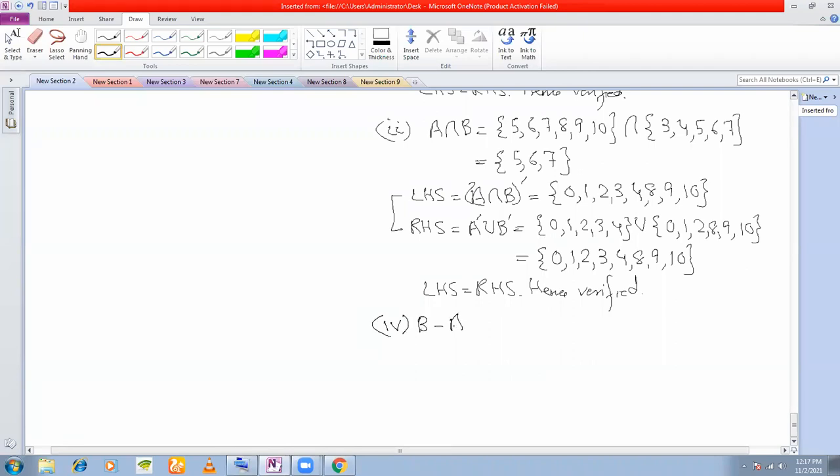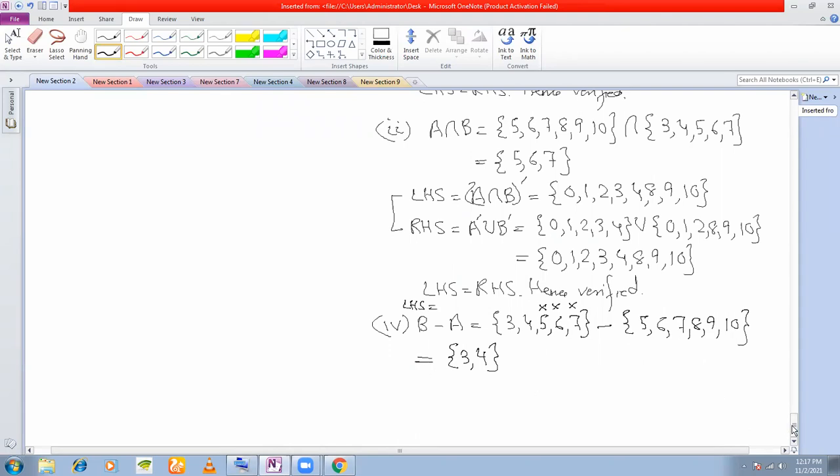B minus A. The set B is 3, 4, 5, 6, 7, minus the set A, which is 5, 6, 7, 8, 9, and 10. Now B minus A is nothing but all the elements of B from which all the elements of A have been removed. So in A, if you see 5 is there, so I remove this 5. 6 is there, so I remove this 6. 7 is there, so I remove this. So what am I left with? Only 3 and 4. Okay. So this is your left hand side.